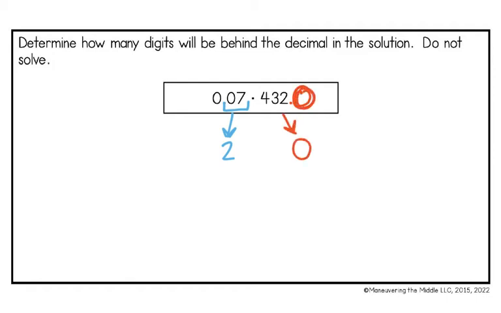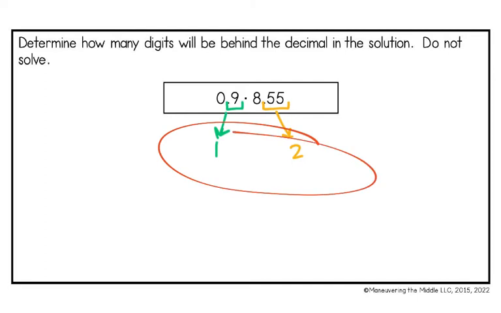So that's just 0. Our total, 2 plus 0, which is 2. All right, in our last one, we have 0.9 times 8.55. So we're first going to look at 0.9, and there is 1 digit. And then we have 8.55, and there are 2. So our total number of digits is 1 plus 2, which is 3.